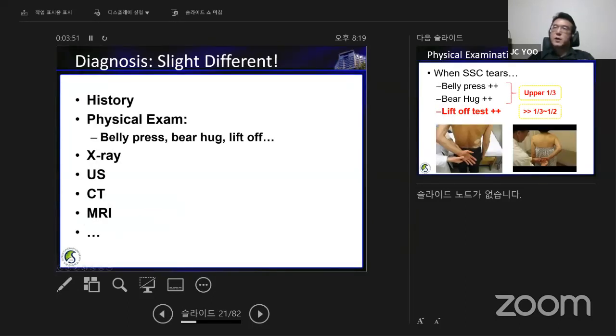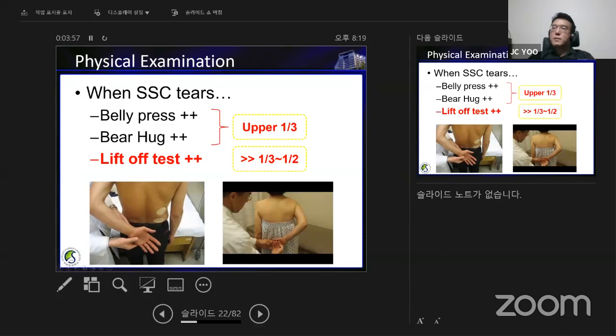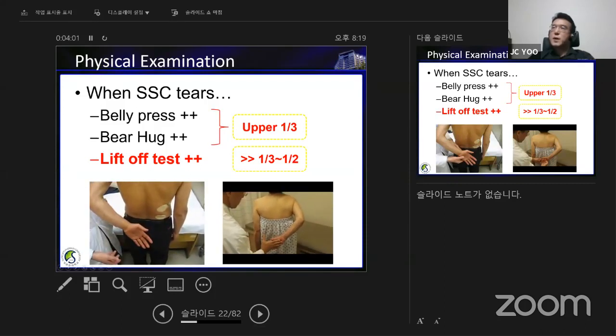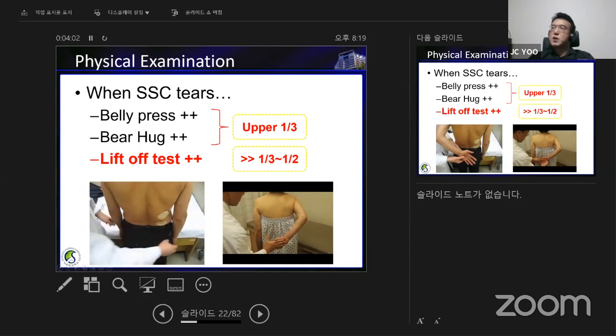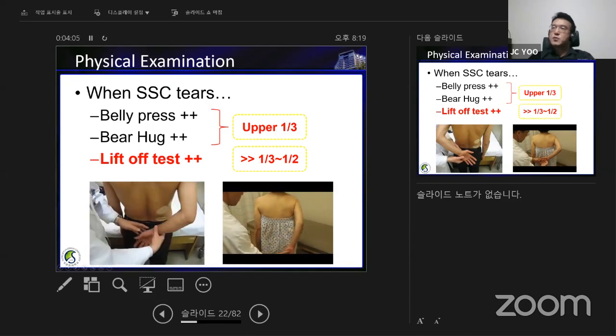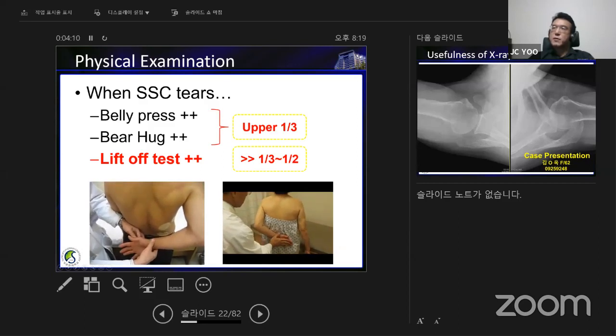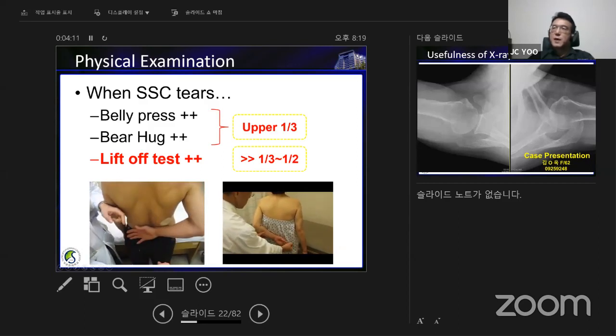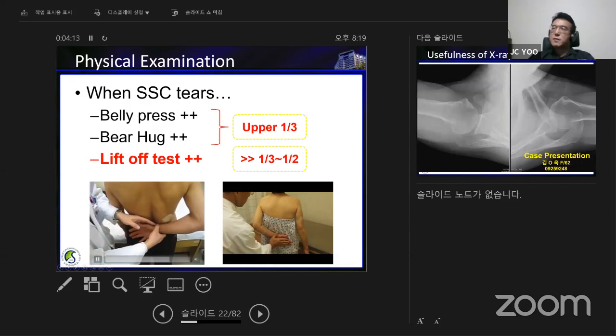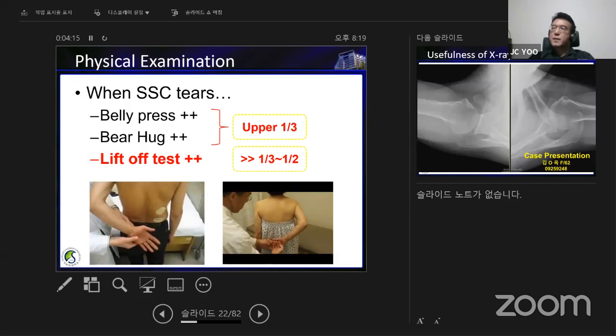Everybody knows this. Vivek talked about the physical exam already, but I want to tell you that a positive bear hug 2 or belly press is usually an upper 1/3 tear, whereas if the lift-off test is positive, it's usually more than a 1/3 tear. So that is the key sign there.